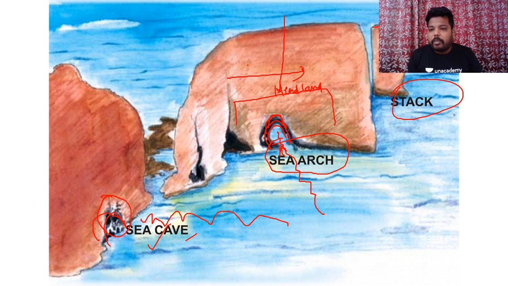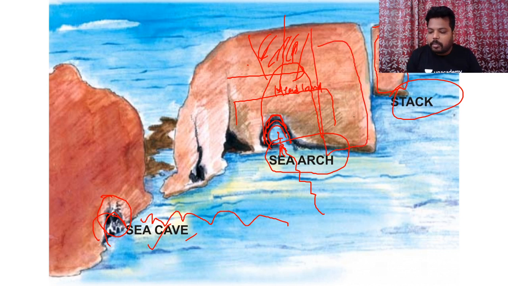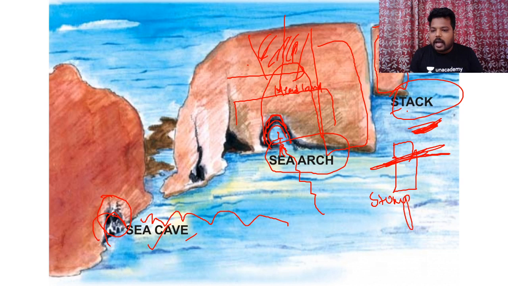Apart from this, we would find a pillar. Let's say this cave has been elaborated in this way and this adjacent margin has completely collapsed, then a single pillar-like structure would be left out, and that single pillar-like structure is called a stack. And if these stacks are somewhat deep in the water, only the topmost portion of the stack would be visible above the sea level. Such structures in the coastal regions are called stumps. Please do remember this particular thing.